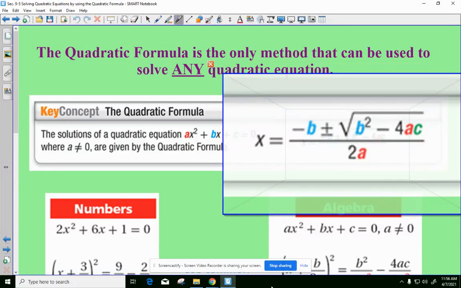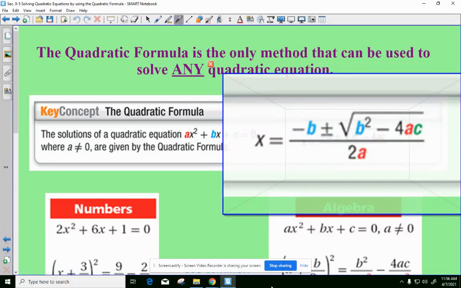And remember, with a quadratic, we can get up to how many answers? We can get up to 2 answers. We could get 1 answer, or potentially we could get no answers, no solution.